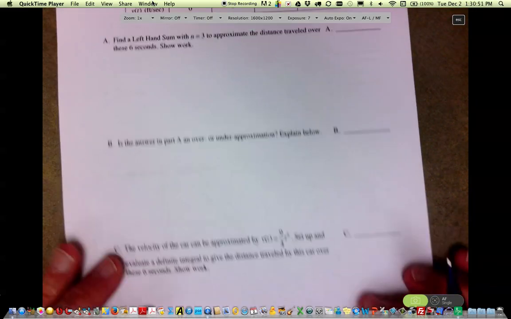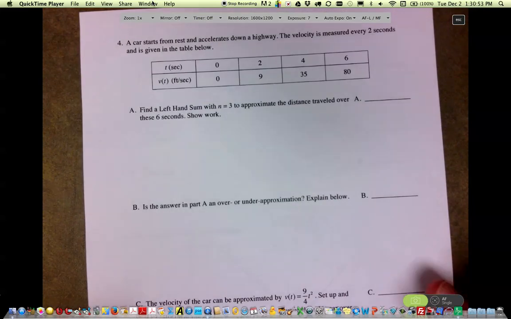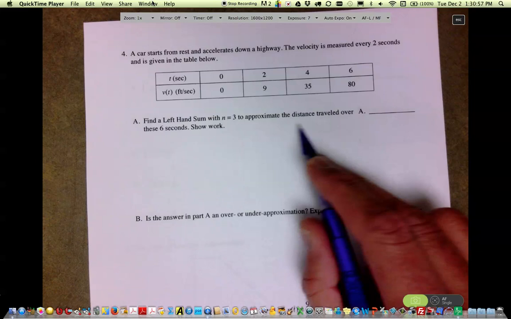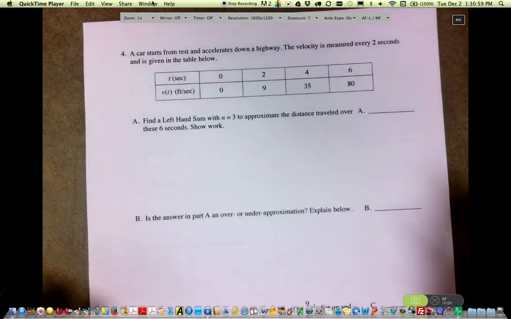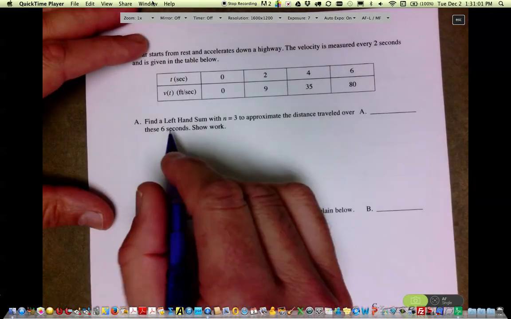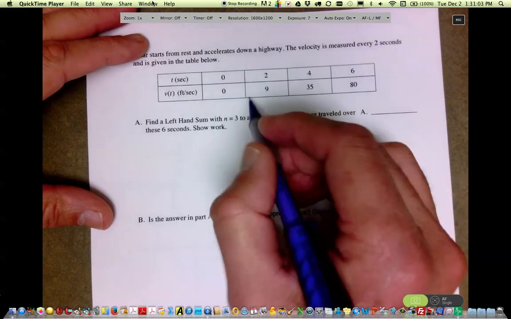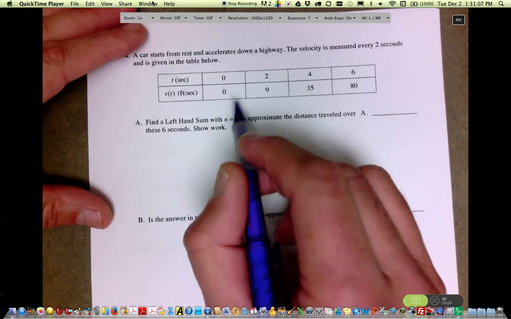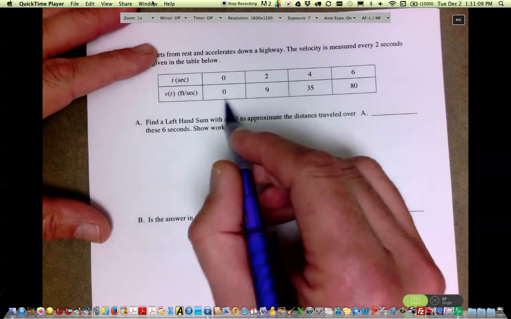Okay, the next one, this is when we first started talking about definite integrals. And we talked about, first of all, approximating distance from velocity. Alright, so find a left-hand sum, and by that we're just going to say we want to use the minimum velocity in each one of these intervals.